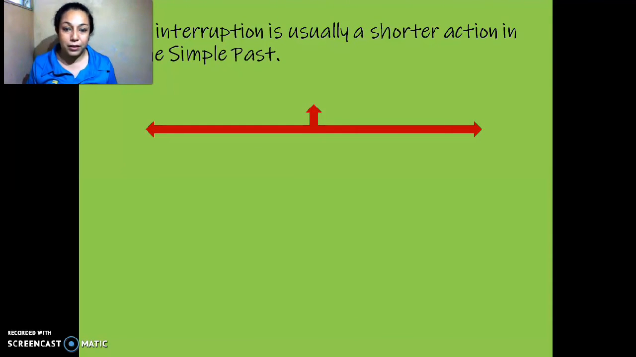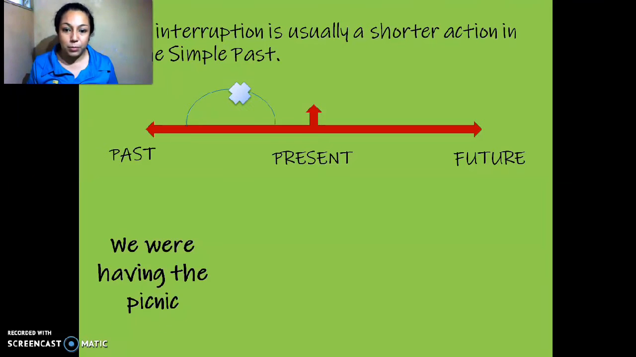And we have a graph in this case. We have the past, we have the present, and we have the future. So the action is developed in the past, and you have an interruption in the middle of this action.